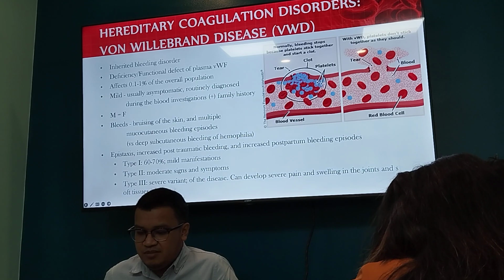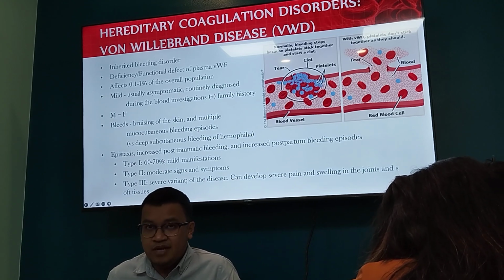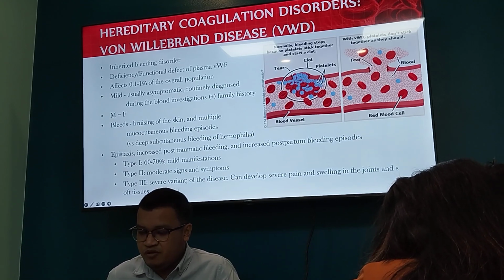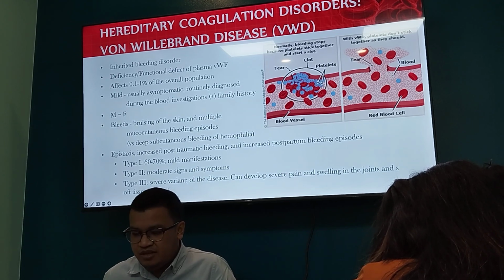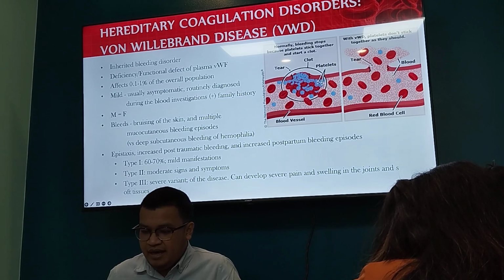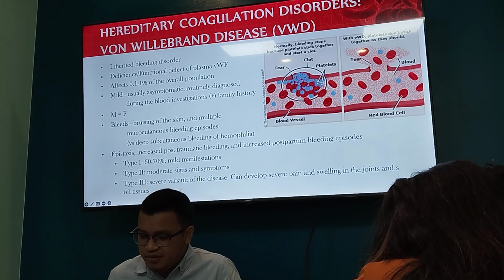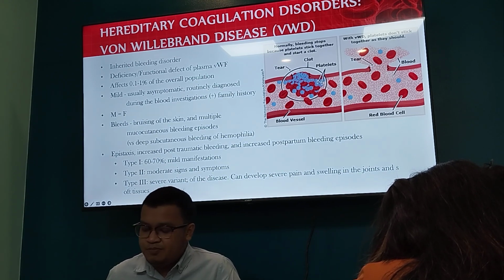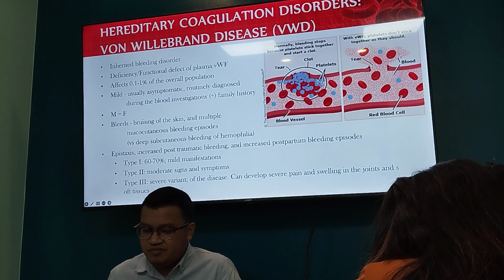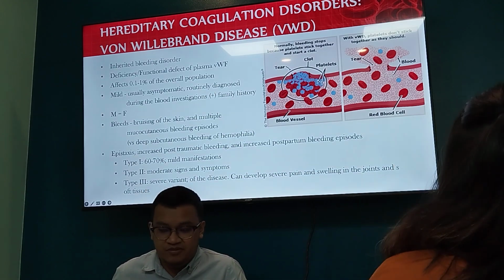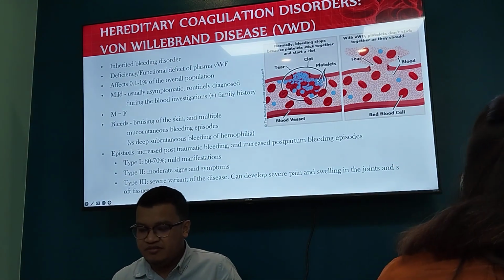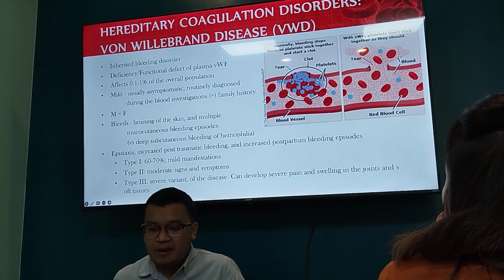The severity of the symptoms depends on the type of von Willebrand, kasi there are multiple types of von Willebrand disease. Type 1 accounts for 60 to 70% and they have milder manifestations. So, type 2 accounts for moderate signs of symptoms and type 3 is the severe variant of the disease. Patients with type 3 can develop severe pain and swelling in the joints and soft tissues due to increased bleeding.